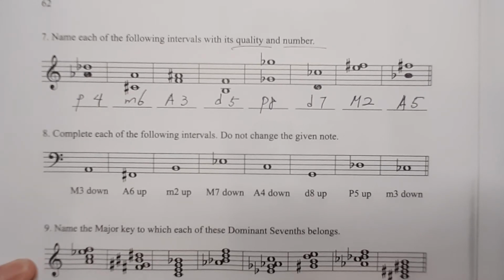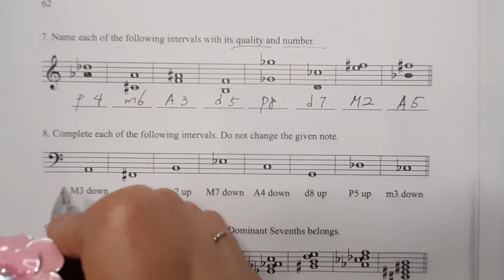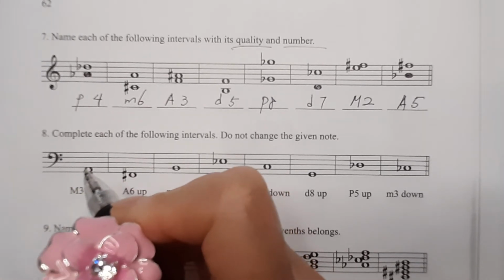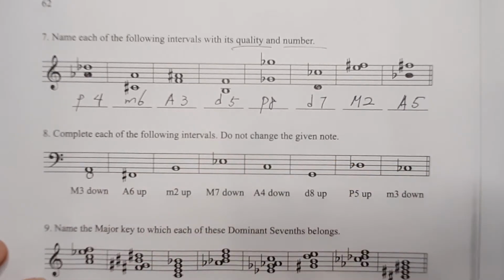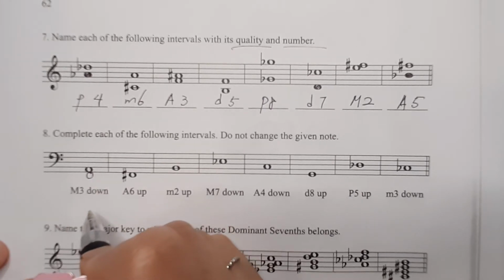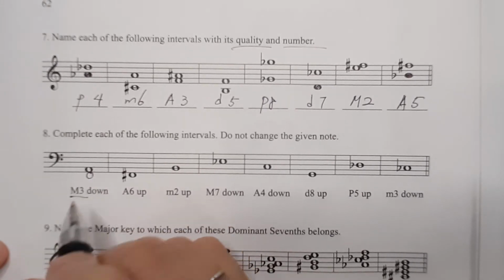Okay, number 8. Complete each of the following intervals. Do not change the given note. Okay, going down is always hard. Okay, we're going to go down 3 steps. Now, then which one becomes the tonic? The bottom one, F. In the key of F major, is there A natural? Yes, so that's a major 3. So this is good.